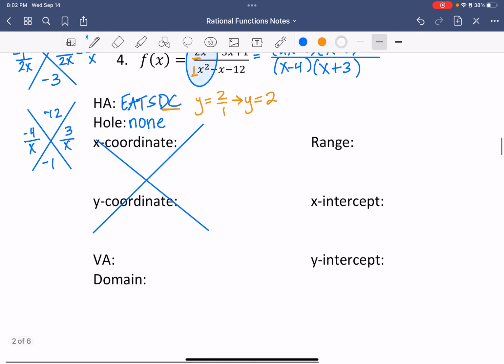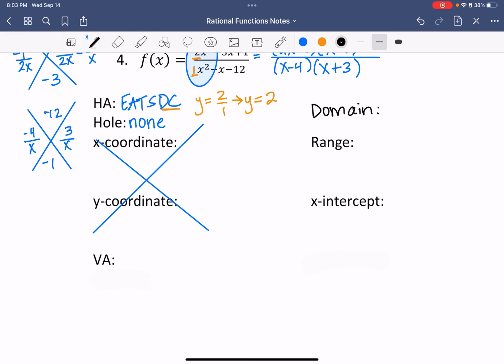For some reason, when I printed this out or when I made my document, the domain ended up coming down here at the bottom, but I'm going to write it back at the top where it was meant to be. And I'm going to write my y-intercept a little lower because I'm going to need the space for this one.